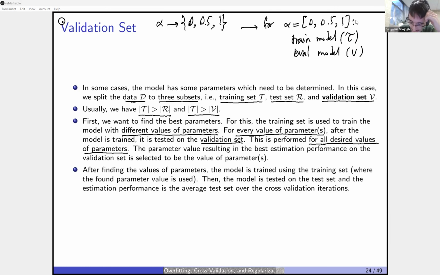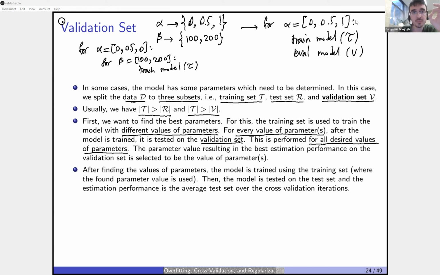What if you have two hyperparameters? One of them is alpha, the other one is beta. And beta can be, for example, either 100 or 200. Then you will have a nested loop: for alpha equals 0, half, 1, for beta equals 100 and 200, train your model on the training set with that alpha and beta, and evaluate your model on the validation set.